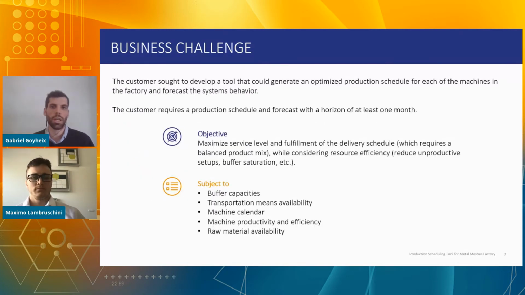So, given this context, the client was looking for a tool to provide support for the production scheduling process, and the overall objective that they set was to maximize service level and align production with the sales forecast, but also while considering production efficiency and resource utilization. So we basically have two competing strategies: commercial prioritization versus production efficiency. And the tool had to produce a schedule with a horizon of at least 1 month and take into account all the components in the system, such as the machines, the buffers, the transportation means, all the containers, all the calendars, and many more.